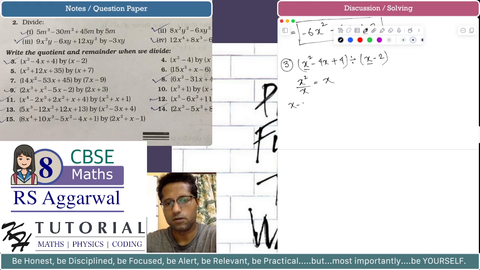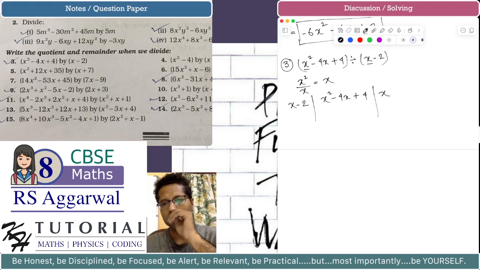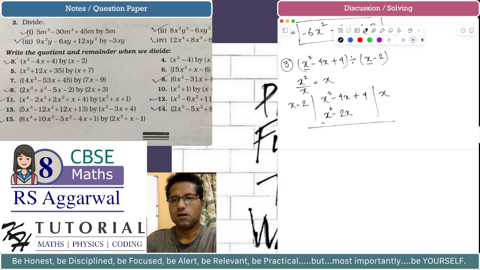So we start the long division method. We have the dividend as x square minus 4x plus 4, and we know the first term of the quotient will be x. And now we find the product of the first term of the quotient with the divisor. That needs to be subtracted from the dividend. So x multiplied by x minus 2 is x square minus 2x. You have to find the remainder. Now the sign of x square is plus, so its sign will become negative because we are subtracting. The sign of minus 2x is negative, it will become positive.